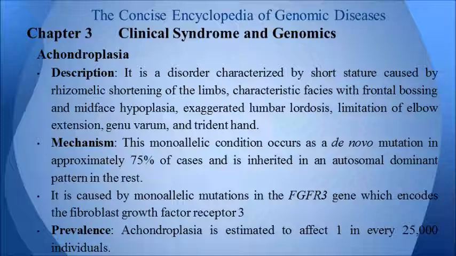Advanced parental age has been associated with significantly increased rates of de novo achondroplasia among offspring compared with younger fathers. Achondroplasia is estimated to affect 1 in every 25,000 individuals.